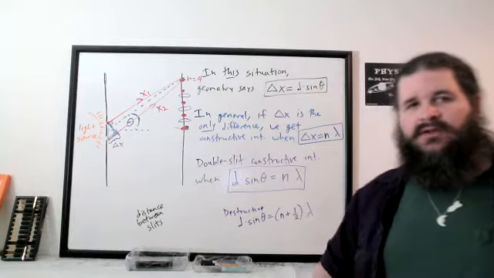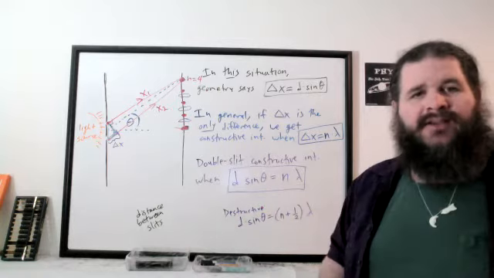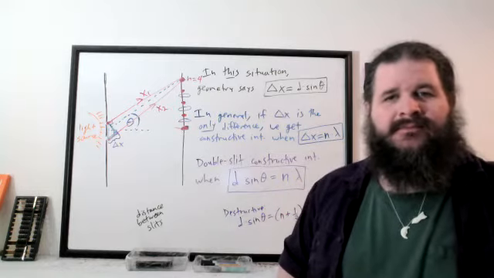Or alternatively, you could use the same formula for both. Just use whole numbers for n when you're talking about bright spots, and use something and a half for n when you're talking about dark spots.